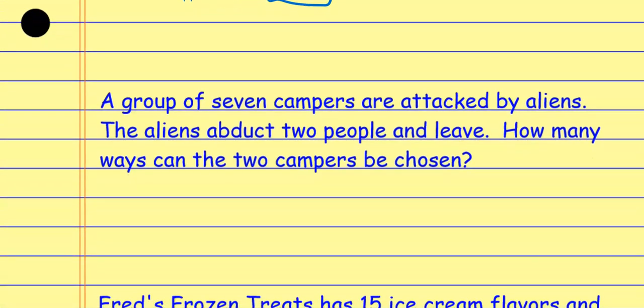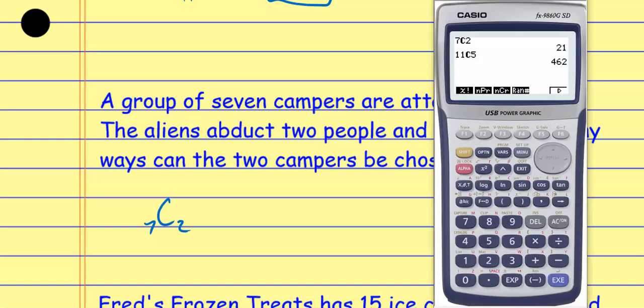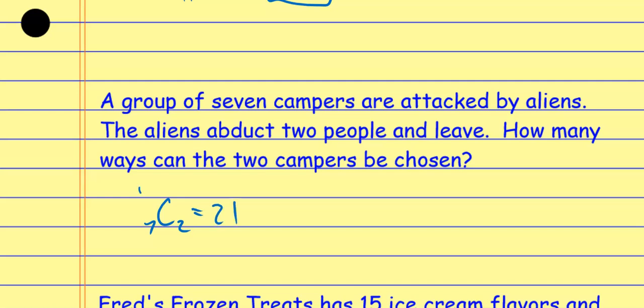If I look at this, a group of 7 campers are attacked by aliens. The aliens abduct 2 people and leave. How many ways can 2 campers be chosen? Again, let's say it's myself and you. Well, it doesn't really matter the order. If it's myself and you versus they captured you and then me, it doesn't matter. The result is the same. We're the 2 who aren't going home. So the order doesn't matter. Who is chosen matters, but the order in which they're chosen doesn't. So it was 7, choose 2. I already did this one. That was a 21, one of the ones I did earlier.